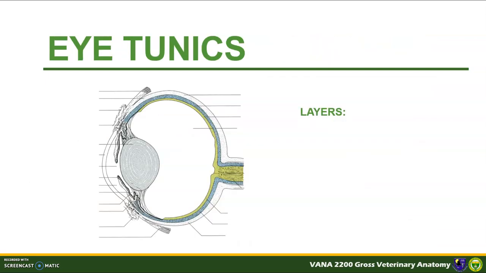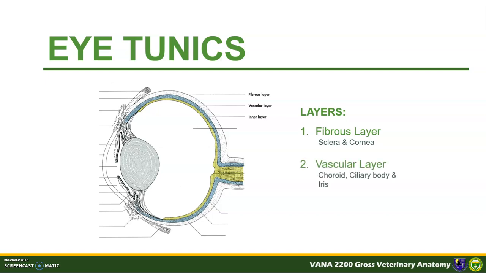The eye is composed of three layers of tunics. These include the outer fibrous layer, the middle vascular layer, and the inner nervous tunic. Let us begin with the fibrous tunic. This is the outer coat of the eyeball and is divided into sclera and cornea. The sclera is the white part of the eye.